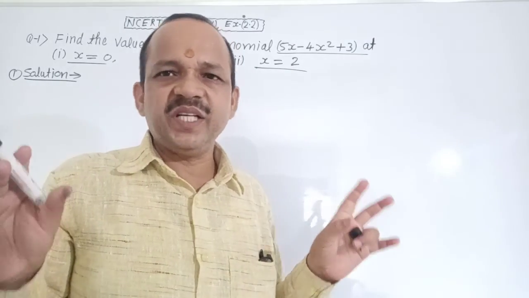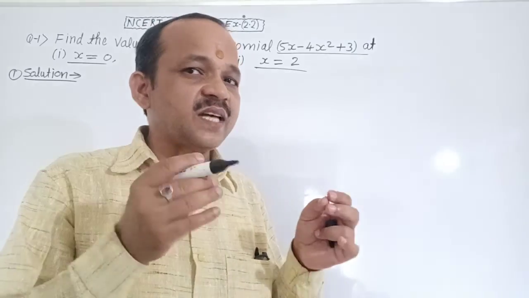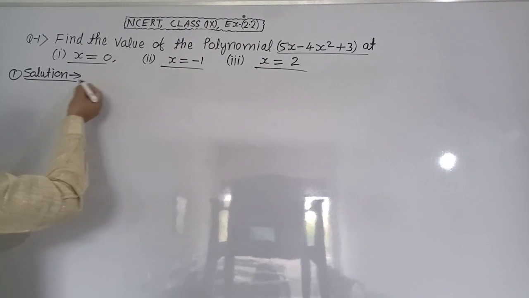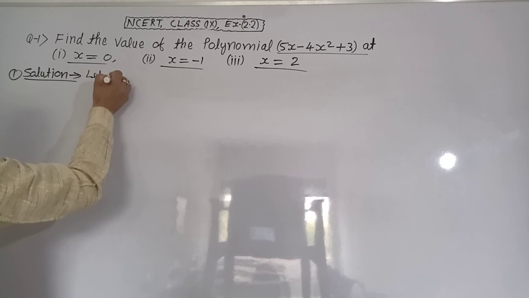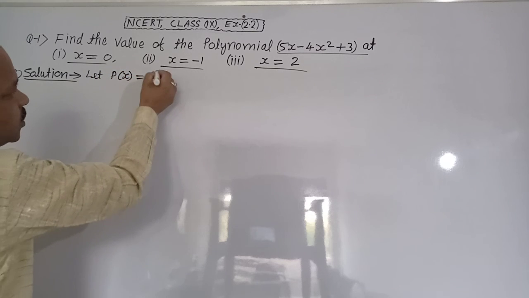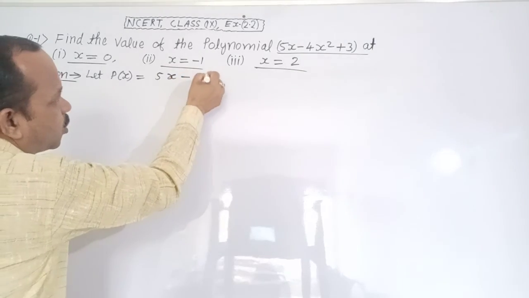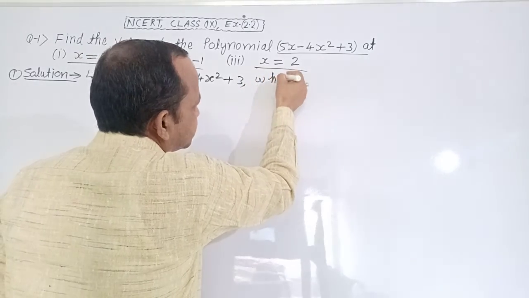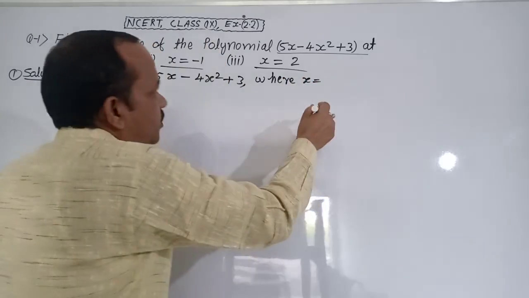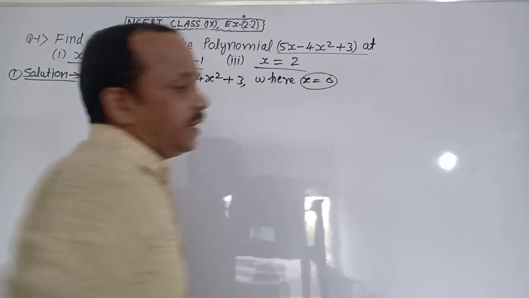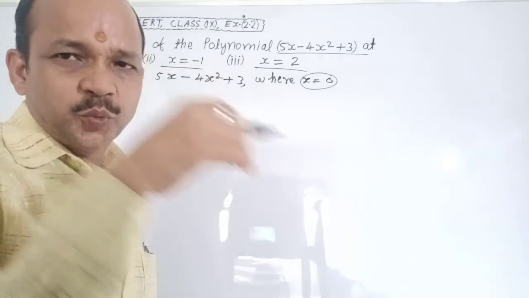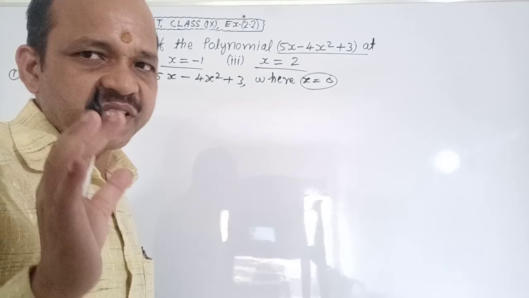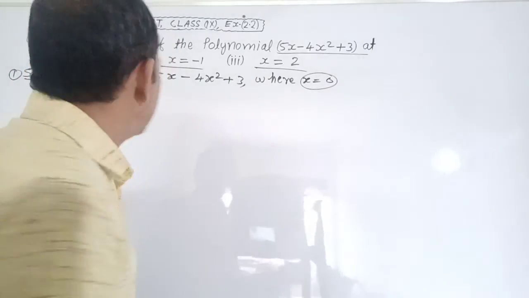Clear? No confusion about it? Very good. It is very easy. You can solve very easily. Clear? See the first solution. Let P(x) equal to 5x minus 4x square plus 3, where x equals 0. It means you put the value of x equal to 0 in the given polynomial. My words are clear? No confusion about it? Very good.